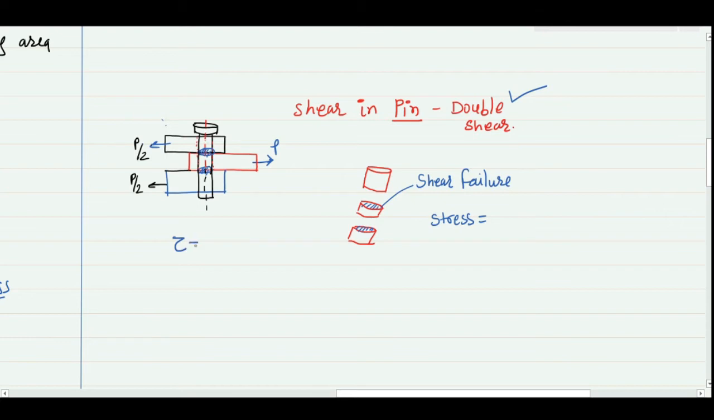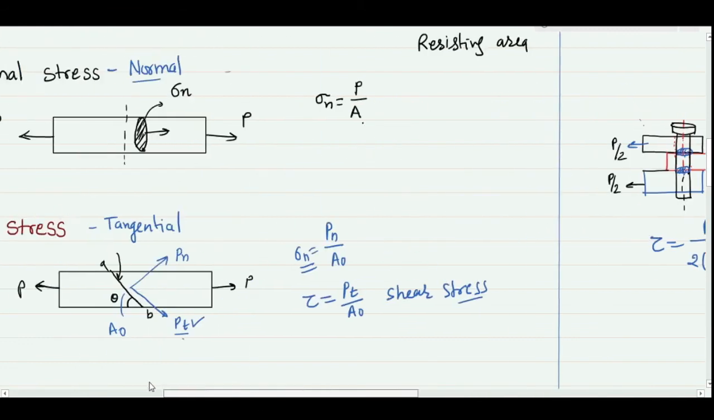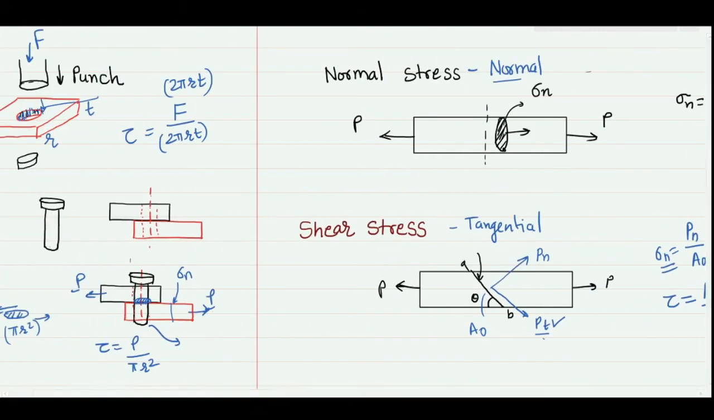So when I take the shear stress, it will be what? P by the area which is responsible for the resistance. So it will become P by 2 pi r squared. So I will say here that my pin is in double shear. However, in the previous case the pin was in the single shear condition.